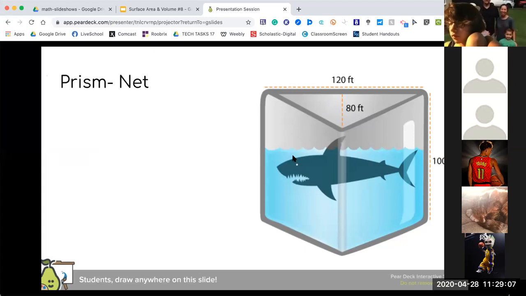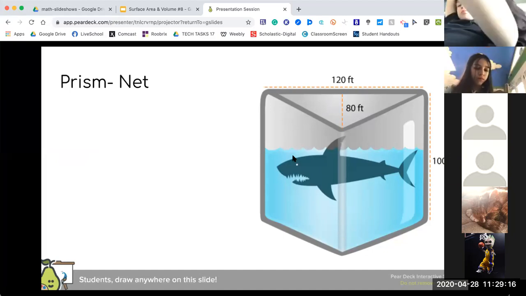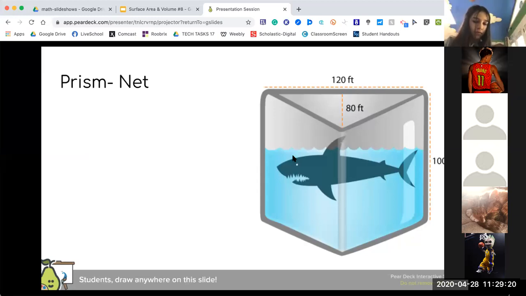Draw the net on your screen that matches this triangular prism. I'm kind of using this as your little assessment of understanding triangular prisms, volume, and surface area. If you're not able to send it to me on Pear Deck, I'll need you to do it on a markup and text it to me later.